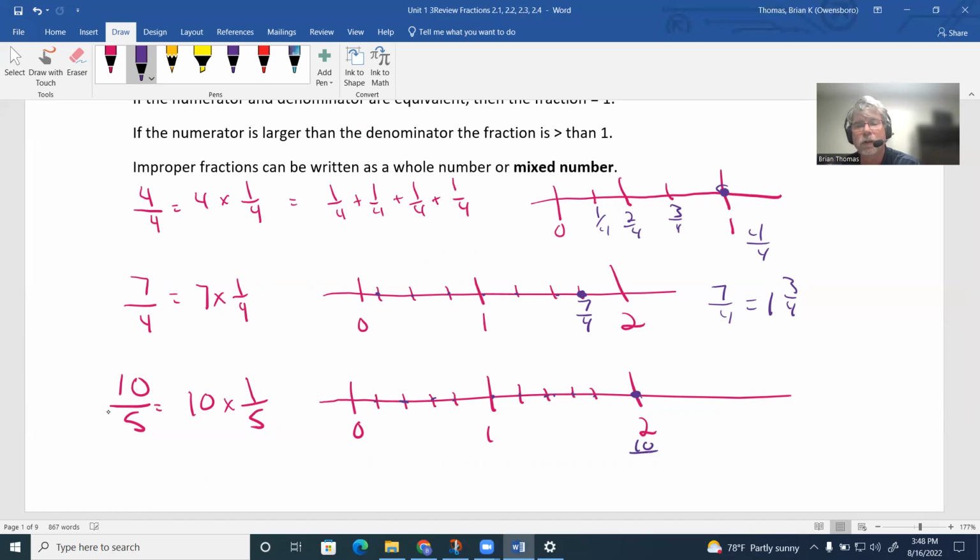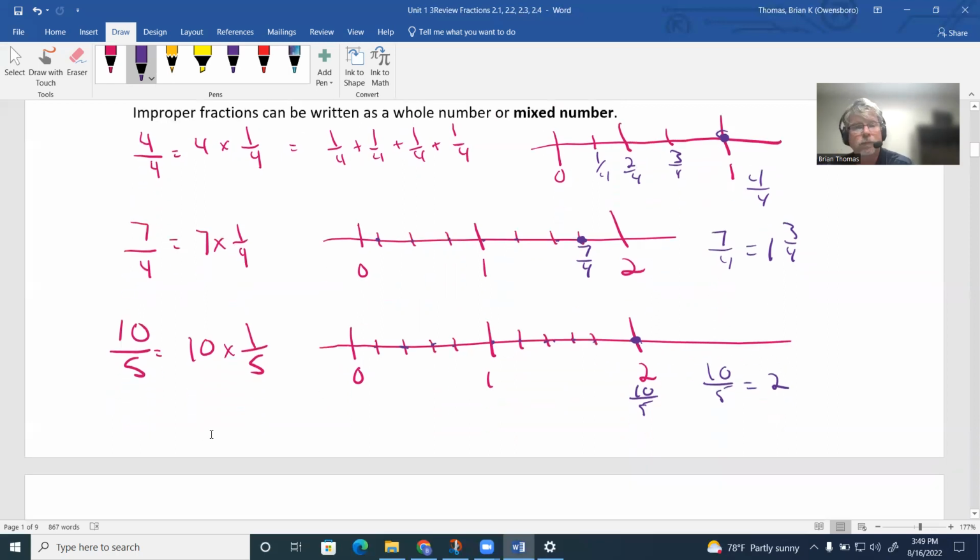That would be 10/5. But notice 10/5 puts you at the same location as 2. So 10/5 is equivalent to 2. So you start to see that fraction problems are sometimes just basically division problems. So notice that 5 does go into 10 2 times. So you actually can simplify some fractions by just simply dividing them out.